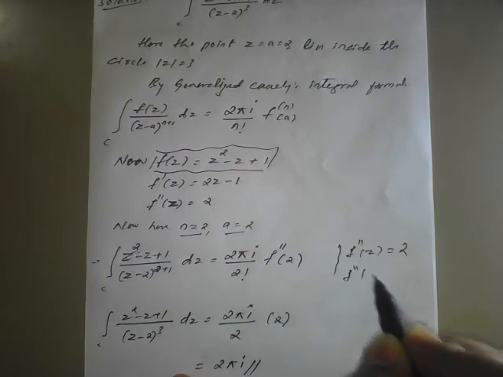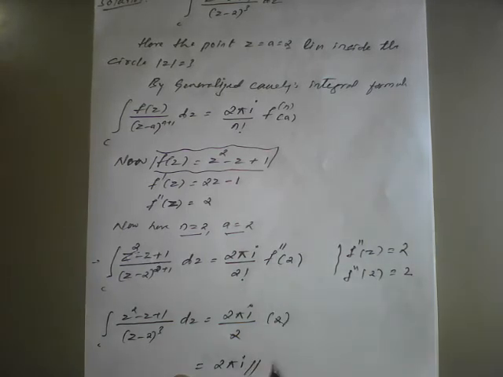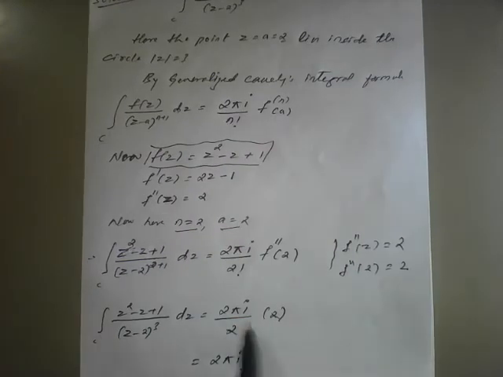So f double dash of 2 will be again 2. So that's why the value of f double dash of 2 remains 2 here. So this 2 and 2 get cancelled. Answer is 2 pi i.